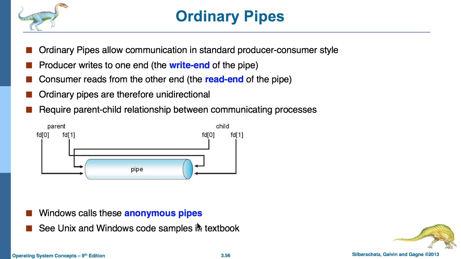Okay, so let's look a little bit further at ordinary pipes. They allow communication in standard producer-consumer style. The producer writes to one end, the write end of the pipe. The consumer reads from the other end, which is the read end of the pipe. Ordinary pipes are therefore unidirectional. They do require a parent-child relationship between communicating processes. In Windows, by the way, these are called anonymous pipes, and there are code samples right in the text. We will do a quick demo right at the end here to illustrate some of these examples.